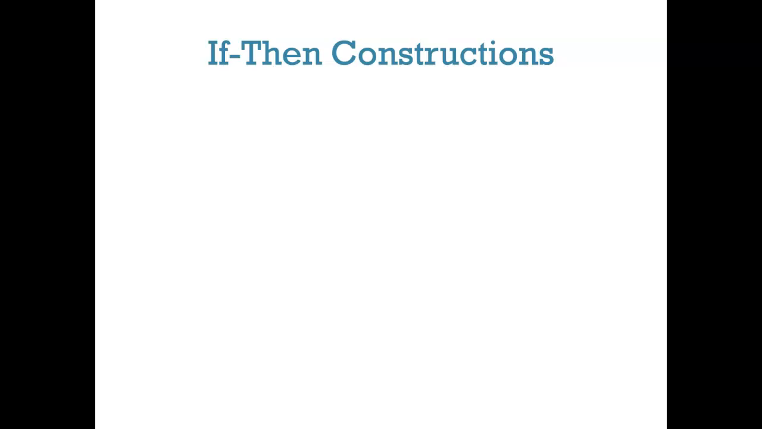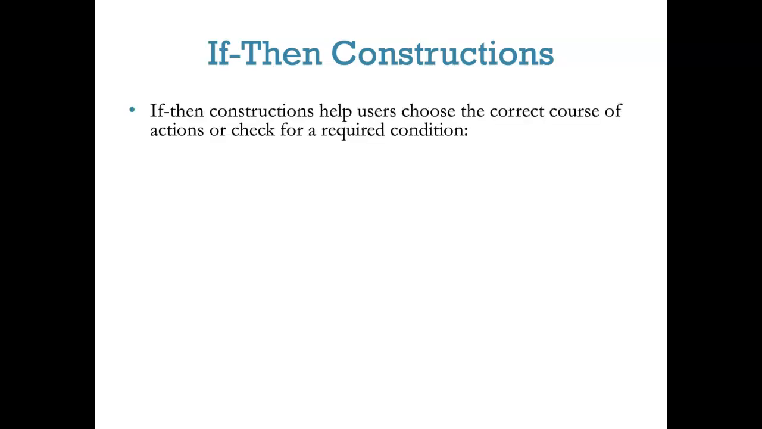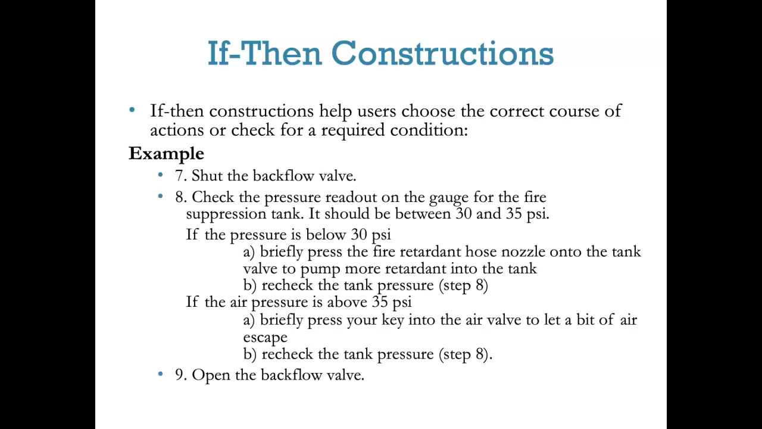There are also if-then constructions. If-then constructions help users choose the correct course of actions or check for a required condition. Here's some examples. Shut the backflow valve. Step 8. Check the pressure readout on the gauge for the fire suppression tank. It should be between 30 and 35 psi.